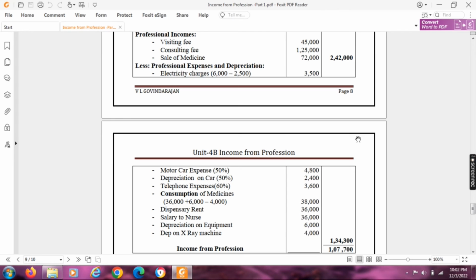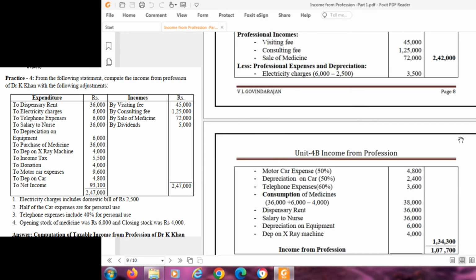Now shall we go for the debit side? Dispensary rent, it's professional. Electricity charges and telephone we have already covered. Dispensary rent 36,000. Next, one more adjustment is there. Opening stock of medicine was 6,000. The closing stock was 4,000. Here the income and expenditure account was prepared, so along with any information about opening stock and closing stock, that should be adjusted with the purchase of medicine. How much purchase of medicine? 36,000. Add opening stock 6,000, less closing stock 4,000, balance 38,000 is called consumption of medicine.